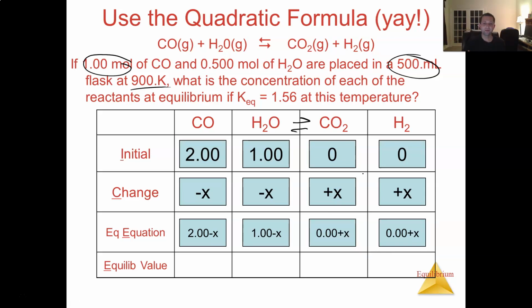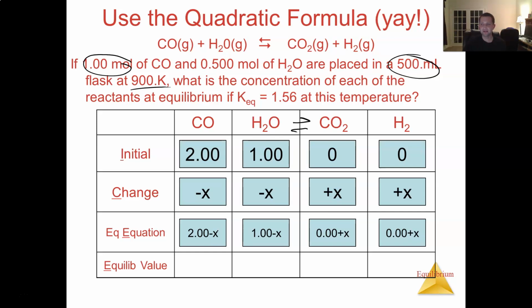So we have our Keq value, it's 1.56, but I don't have anything else. I have all of my equilibrium expressions here, but they all have x in them. There's not one of them where I don't have that variable. So let's go through the process of how we use the quadratic formula to solve this, and you guys will try one, and that'll take care of the lesson for today.